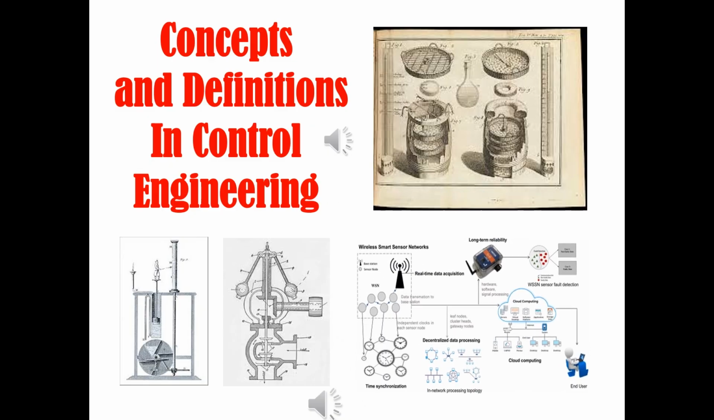Concepts and definitions in control engineering. A system is a collection of interacting elements, and when its variables change with time, we call it a dynamical system. To study such systems, we use mathematical models expressed as equations. We describe systems through variables: inputs, which may be controllable or noisy; outputs, which can be measured or define performance; and state variables, which capture the full condition of the system.